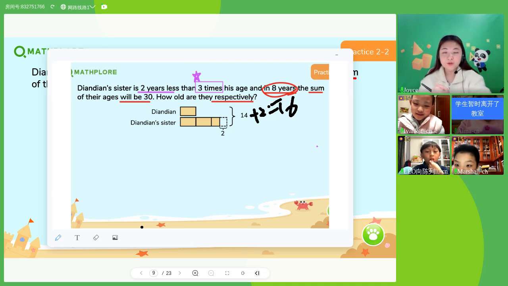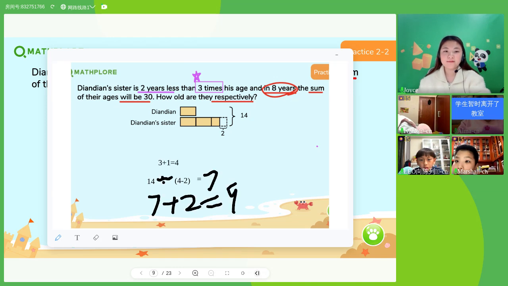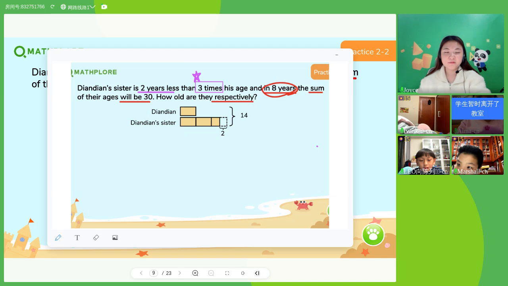So firstly, Leo, you need to know what 14 means. Yes, I am typing. Oh, okay. Sorry. If you guys need some help, just tell me, please.